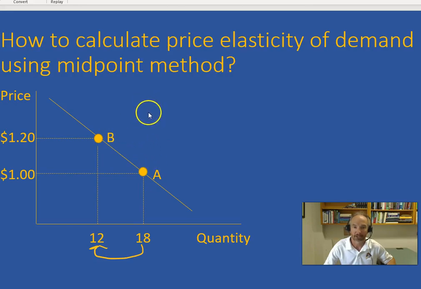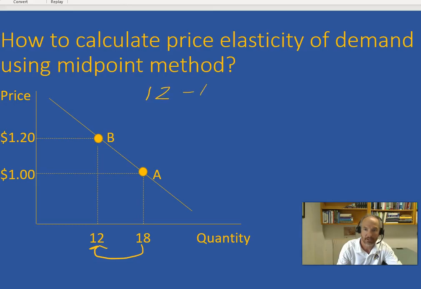So let's calculate this. We are moving from A to B, so that's 18 to 12. And so that is our new quantity, 12, minus our original quantity of 18. This is going to be divided by the average quantity. What's the average of 12 and 18? Well, that midpoint or average is 15.